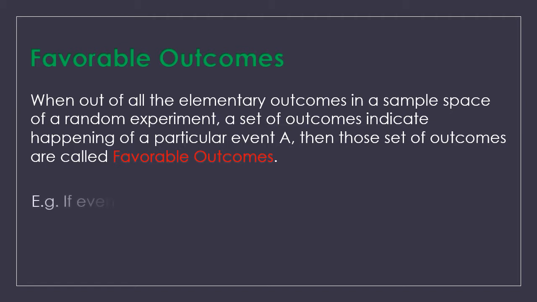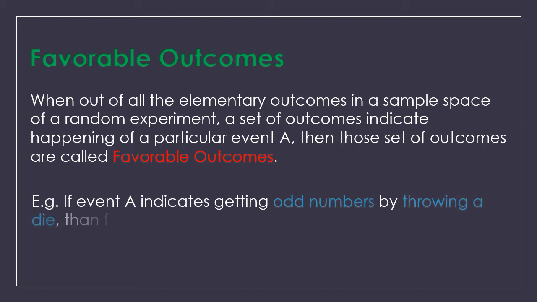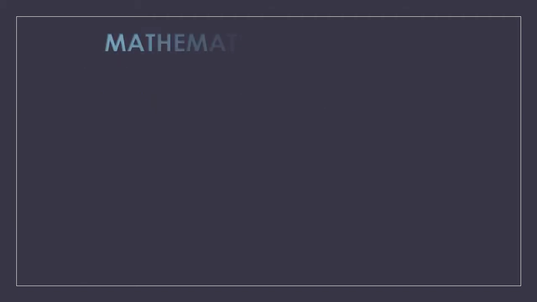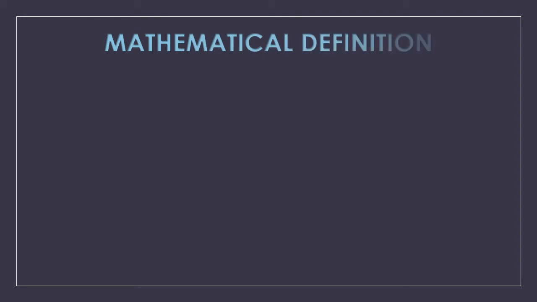If I want to take an example here, if event A indicates getting odd numbers by throwing a die, then the favorable outcomes for event A will be 1, 3 and 5. Okay, so getting my point here, the sample space of throwing a die is 1, 2, 3, 4, 5, 6, but the event A indicates getting odd numbers. So the odd numbers here are 1, 3 and 5. So those are the favorable outcomes. Now let us move on towards the mathematical definition of probability.